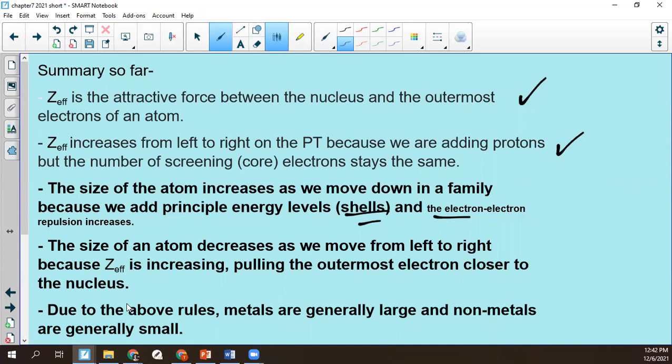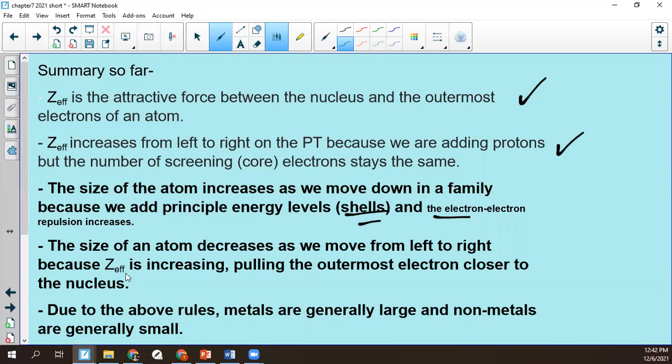Due to the above rules, metals are generally large and non-metals are generally small. Yes. So, following the rule that Zeff is inversely proportional, does that mean that the elements that are higher up also have a higher Zeff? We just treat them all in the same row, but yes, but ignore that one.